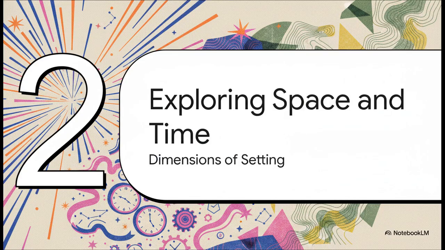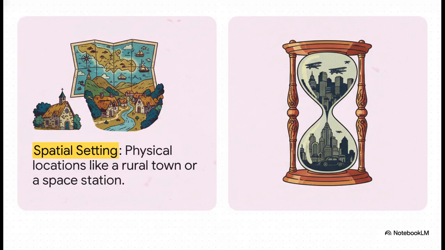Section 2. Exploring space and time. So, most settings are built on 2 foundational pillars. First up, spatial setting. This gives us the physical location. It can be real, imagined, historical, or purely fictional. Take the ordinary, small rural village in Shirley Jackson's famous story, The Lottery. That incredibly ordinary spatial setting is exactly what makes the shocking ending so profoundly disturbing.